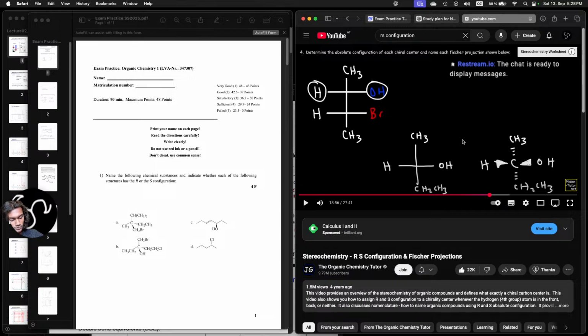So if I'm redrawing this, CH3, another bond to bromine, bromine, then it's bonded to hydrogen, CH3.